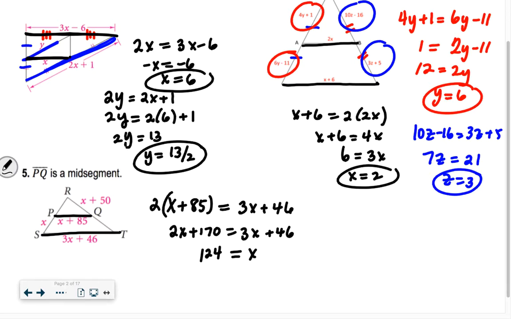Now, do I need that other information? Not necessarily. Do these two need to be equal to each other, like PS and RQ? No, those don't need to be equal to each other. This distance here, PS, has to equal PR.